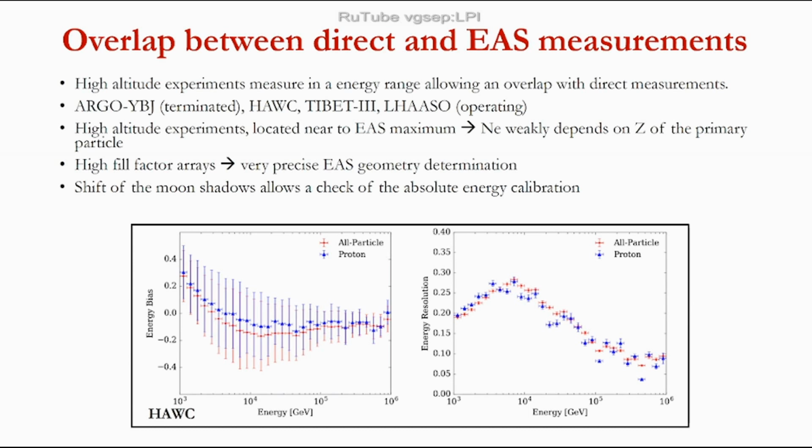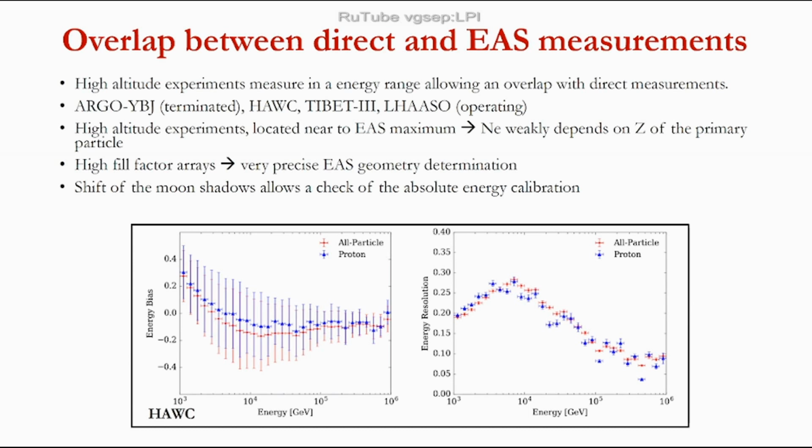One very important point of all these experiments that operate near the shower maximum is that the number of electrons at shower maximum, as we well know, weakly depends on the charge of the primary particle. So we have a weak dependence of the number of electrons at the shower maximum on the chemical composition, on the nature, on the type of the cosmic rays that has originated the shower.